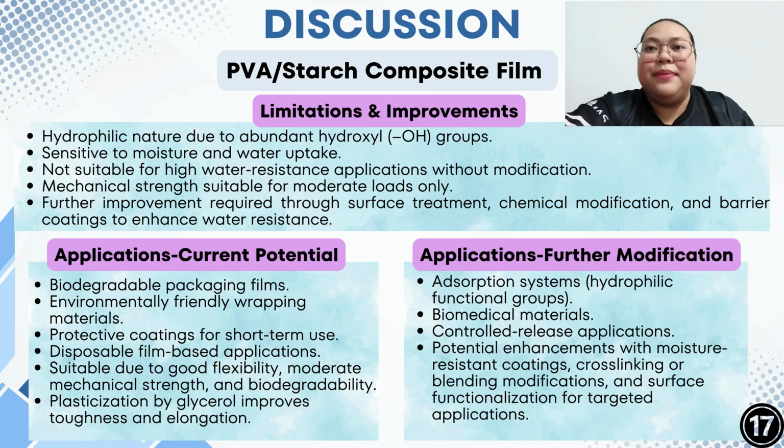So, despite its limitation, the starch PVA composite film is suitable for short-term and disposable use due to its good flexibility, moderate mechanical strength, and biodegradability, such as biodegradable packaging film, environment-friendly wrapping material, and protective coating for short-term use. The incorporation of glycerol as a plasticizer further improves toughness and elongation, enhancing flexibility for this application.